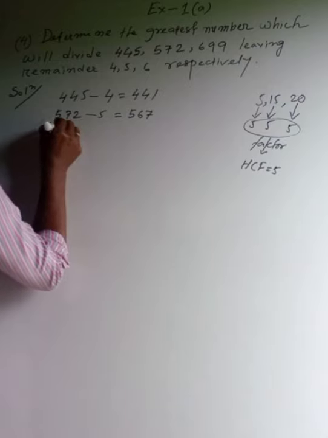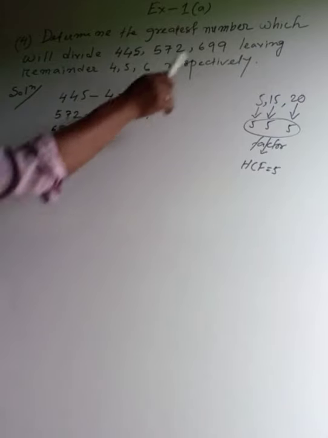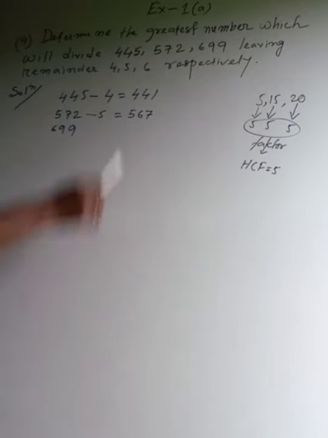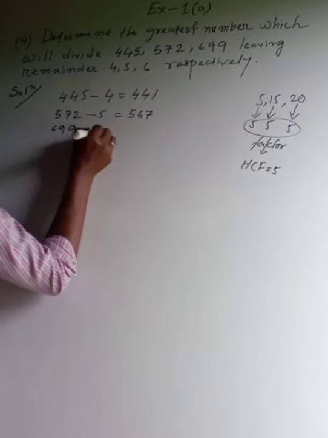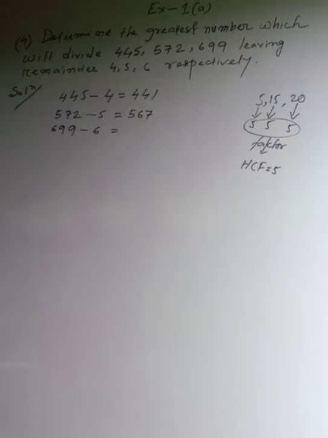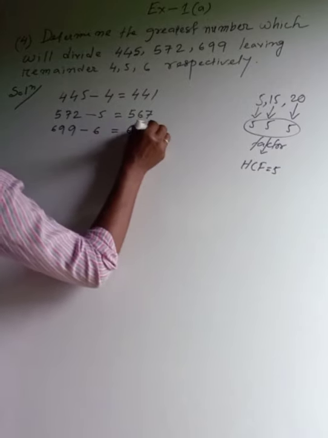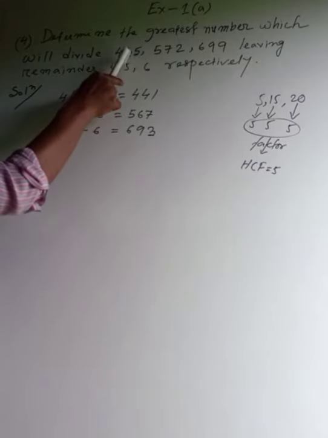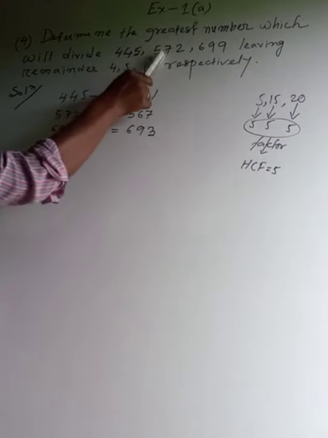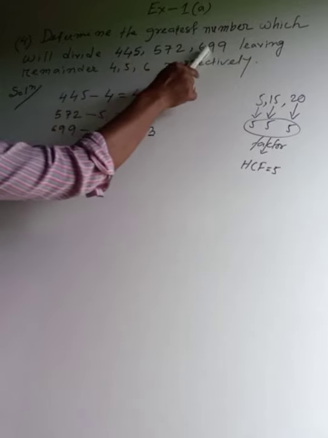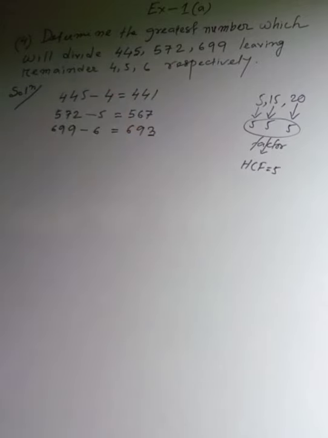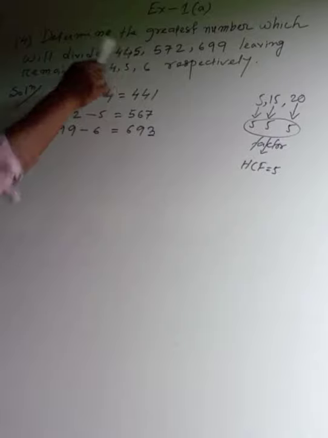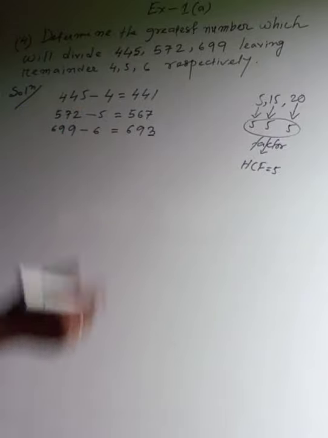Similarly, for 699 the remainder is 6, so we have to subtract this also. 699 minus 6 equals 693. Since they have given remainder 4 for 445, 5 for 572, and 6 for 699, for finding that number, first of all we subtract the remainders. Simply we can understand it like this also.